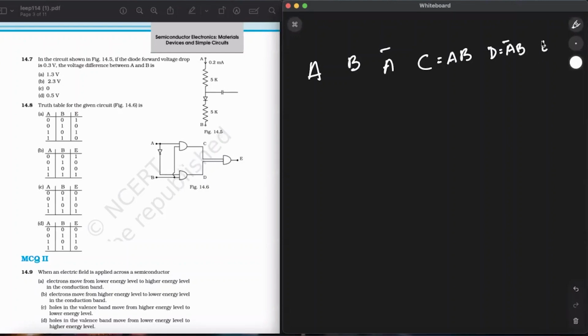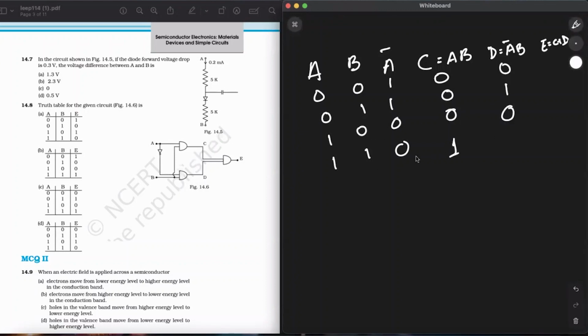And finally, E will be equal to C plus D. Alright, so now we'll just start. So A will be 0, 0, then 0, 1, and 1, 0, and 1, 1. So A dash will be what? A dash will be 1, 1, 0, 0. Now C is A into B. A into B is A and B, so 0, again 0, again 0, now 1. D is A dash B. So A dash B is what? 0, now 1, 0, again 0.